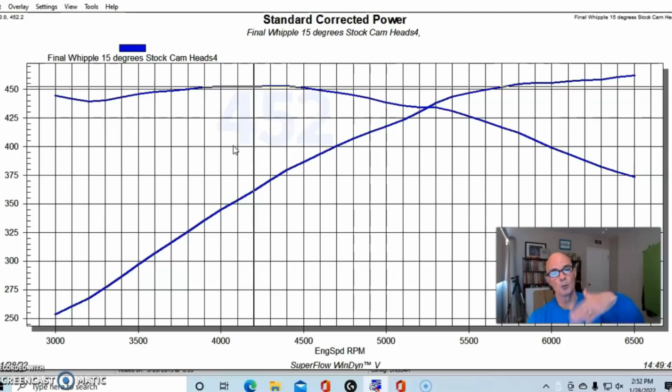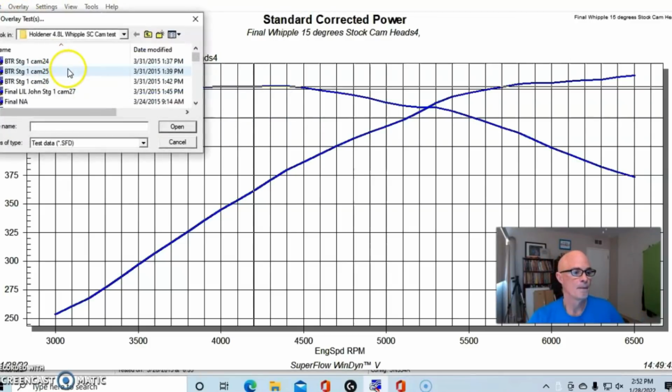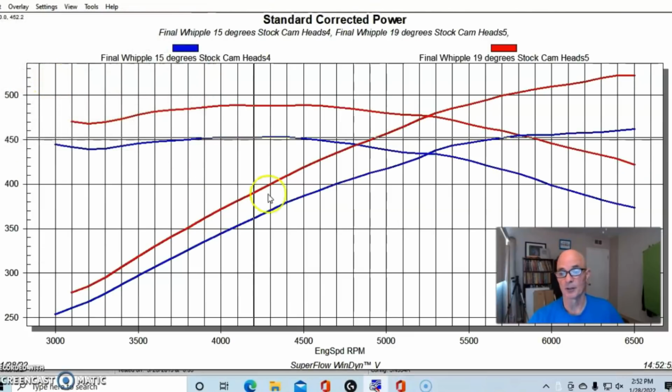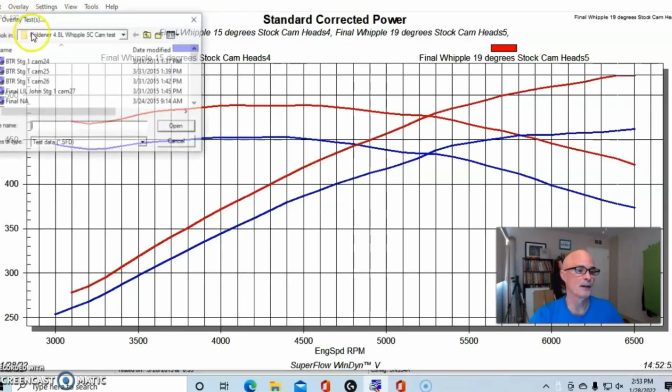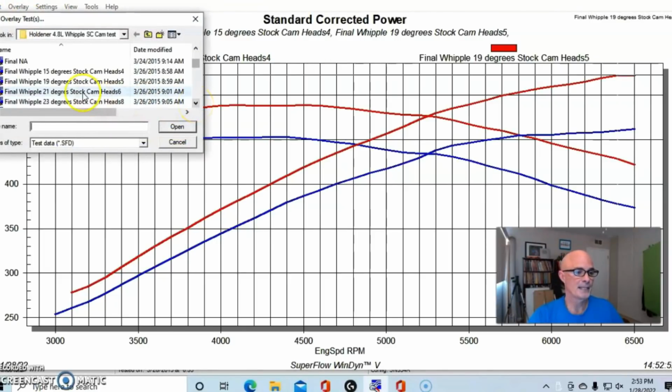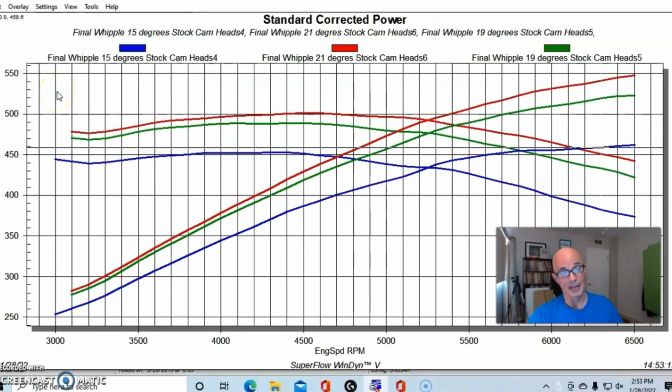And here's what happened as we went up in successive steps with more timing. So here's what happened when we went from 15 degrees to 19 degrees of timing. And you can see this thing wanted more timing. It made a big jump in power with the 4 degrees of timing. So at 15 degrees, we were at 462. And at 19 degrees, we were at 523 horsepower. So we picked up a ton from the timing and we weren't done there. We then went from 19 to 21 degrees and still picked up more.